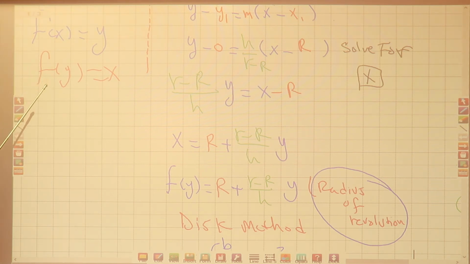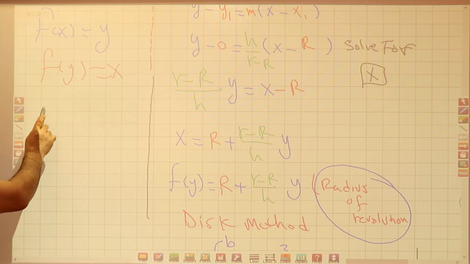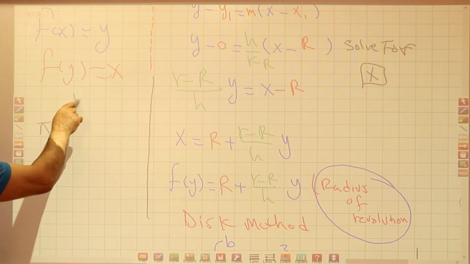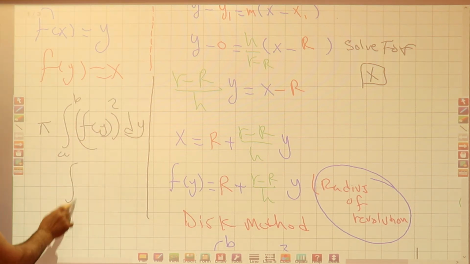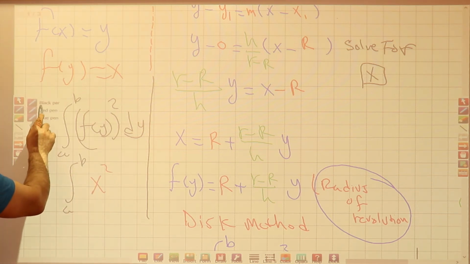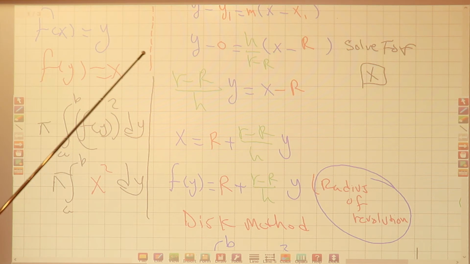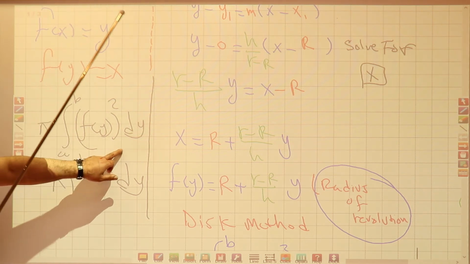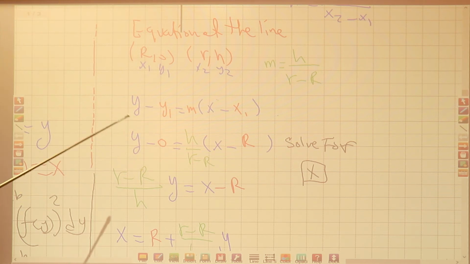If I want to find f of y, because we're revolving about the y-axis, this is my equation: pi integral from a to b of f of y squared dy. Now f of y is x. Then I need to solve this equation for x. Good. Let me go back to make this clear. This is the equation I need to find for the line I mentioned.